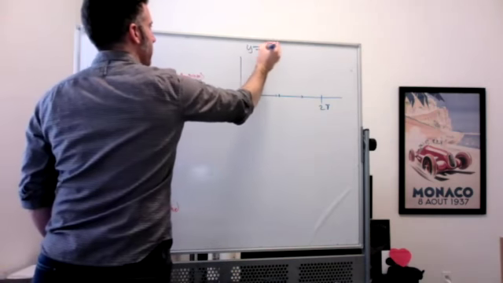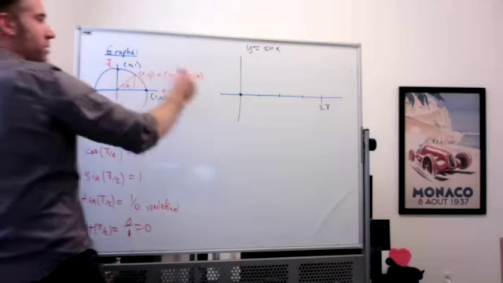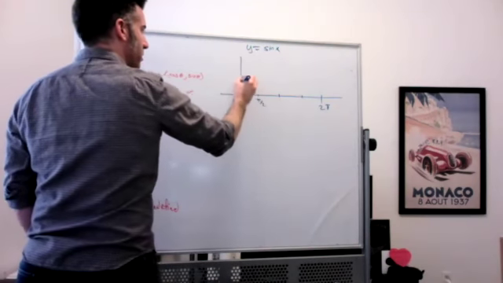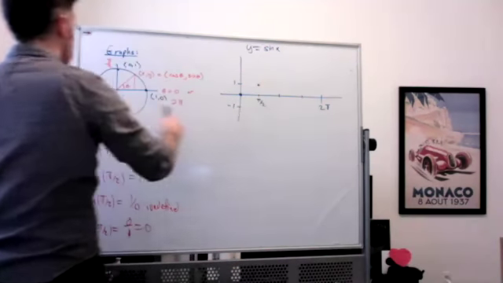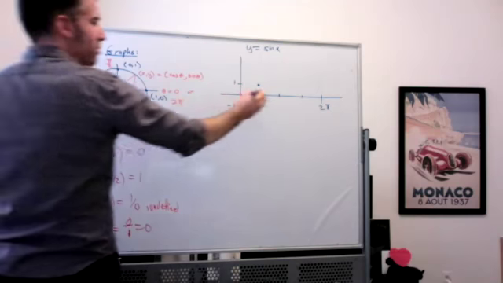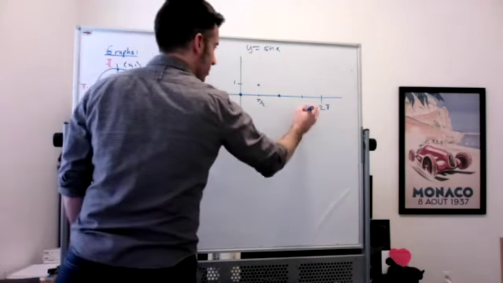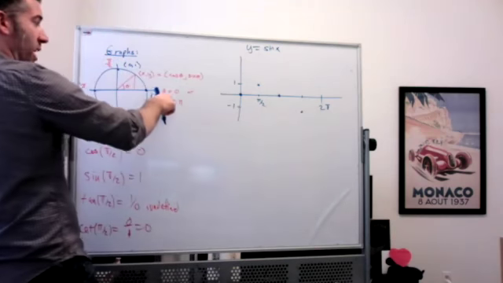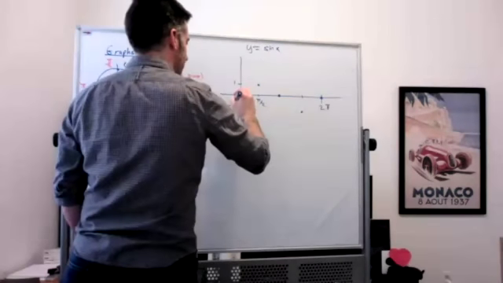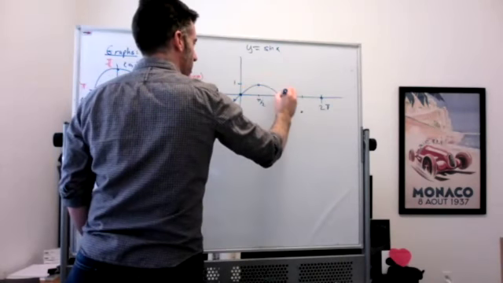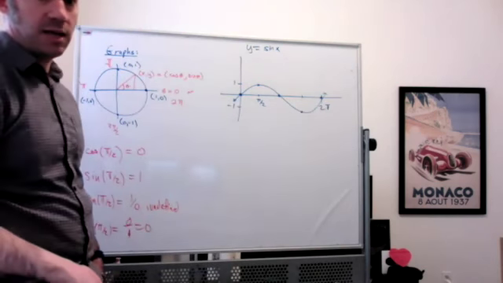Okay, we're graphing sine. Sine of pi over 2 radians is 1. Sine of pi radians is back to 0. Sine of 3 pi over 2 radians is down to negative 1. And sine of 2 pi radians is back where we started, back to 0. So here's what one period of the sine function looks like. It's this nice sinusoidal graph.